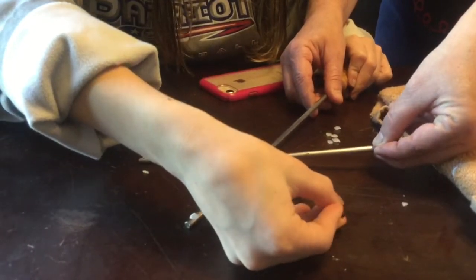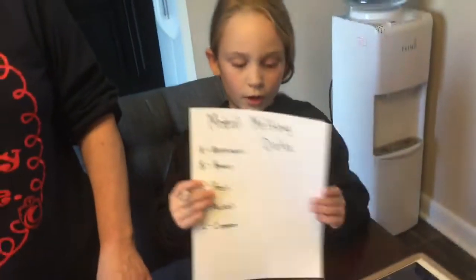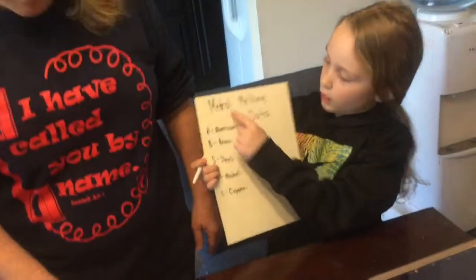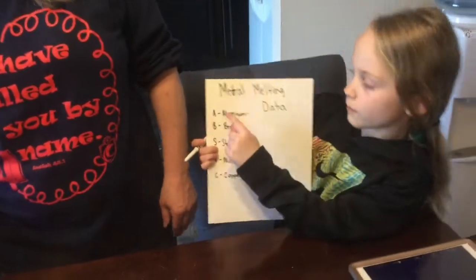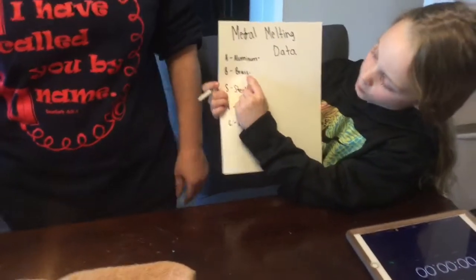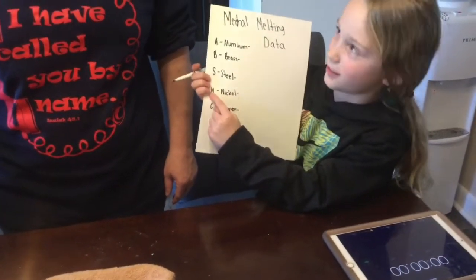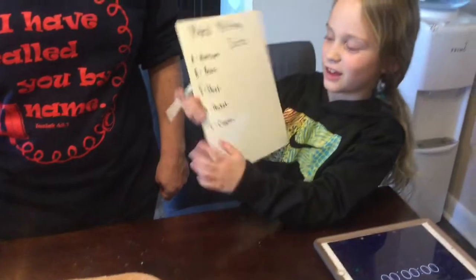So, Cameron, can you take a look at this data table that Kara is making? So tell her what you have. Metal melting data. A stands for aluminum. B stands for brass. S stands for steel. N stands for nickel. And C stands for copper.